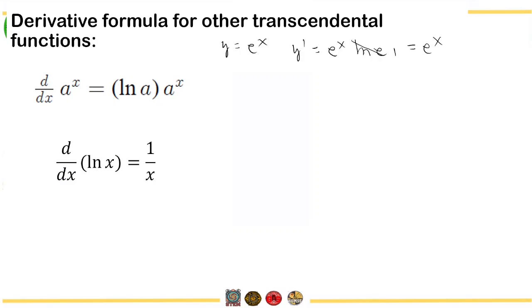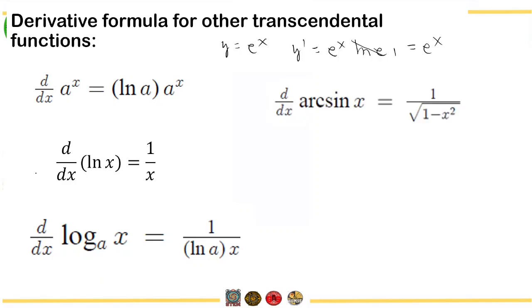Okay. So for logarithmic functions, what is the derivative of the natural logarithmic function, ln of x? The derivative of ln of x is 1 over x. So how about non-natural logarithmic function? What is the derivative of log a of x? The derivative of that is 1 over x, then ln of a. Okay?